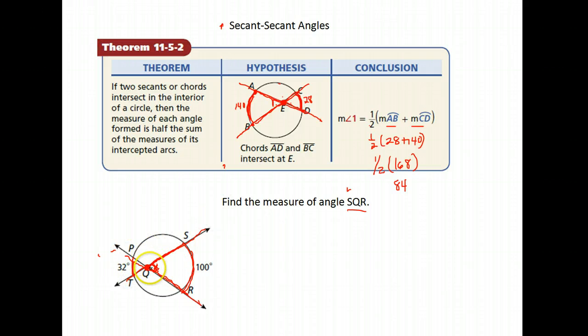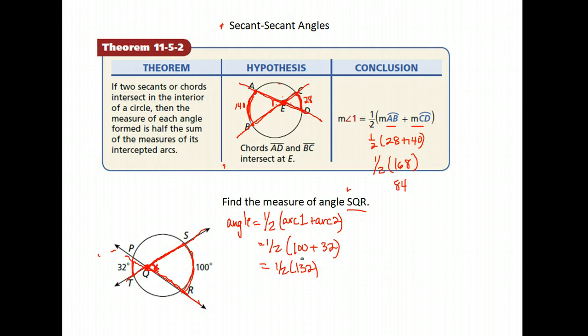Since the vertex is on the inside, not on the edge of the circle, we use our formula that the angle is half of the two arcs added together. I'm going to call them arc 1 and arc 2. Okay, so in this case I put in my information. One of the arcs is 100 degrees, the other is 32 degrees. I go ahead and add those together, and I get 1/2 of 132, or 66. Okay, so the measure of that angle would be 66 degrees.